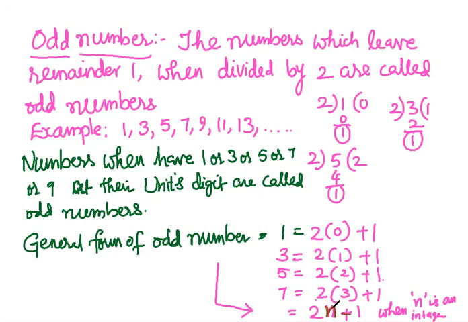If you substitute any integer in the place of n, we will get odd numbers. If you take 10, 2 tens are 20, 20 plus 1, 21 is an odd number. If you take 25, 2 twenty-fives are 50, 50 plus 1, 51 is an odd number.